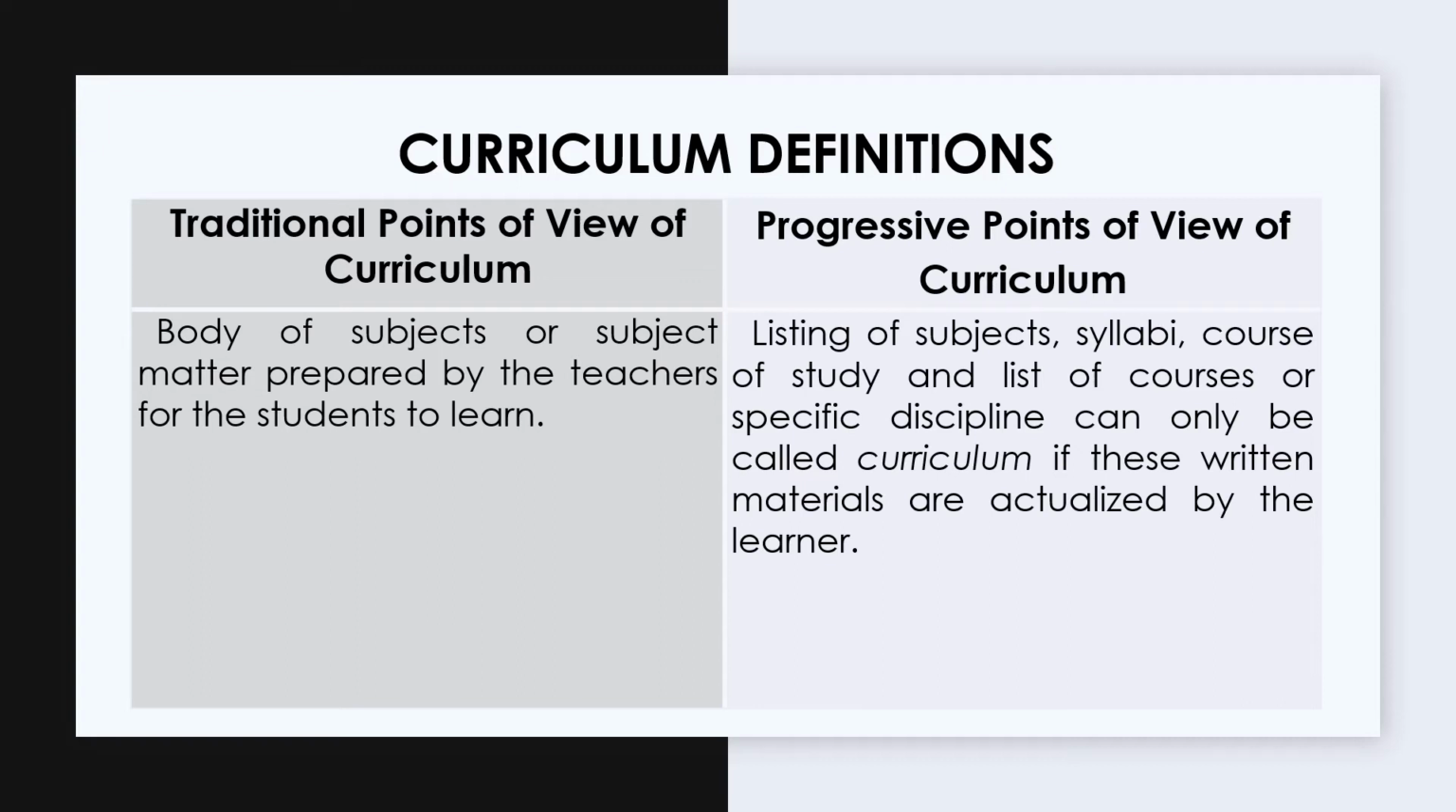So, body of subjects. You are familiar with subjects already that are being prepared by the teachers for you students to learn. Then progressive, you have here a listing of subjects, syllabi, course of study, and list of courses or specific discipline can only be called curriculum if these are actualized by the learners. So take note of that, no? What I am sharing with you will not be considered a curriculum if you are not able to learn it. Actualization means being able to learn it and apply it to your life as a particular individual.